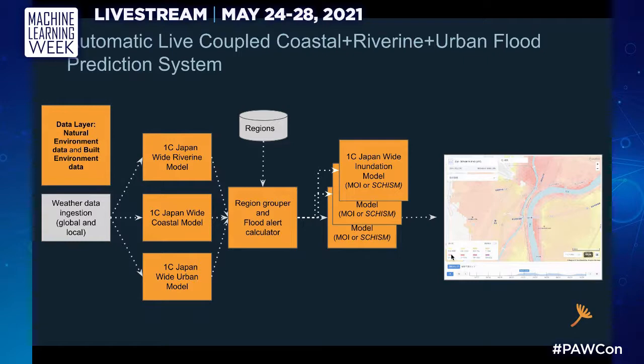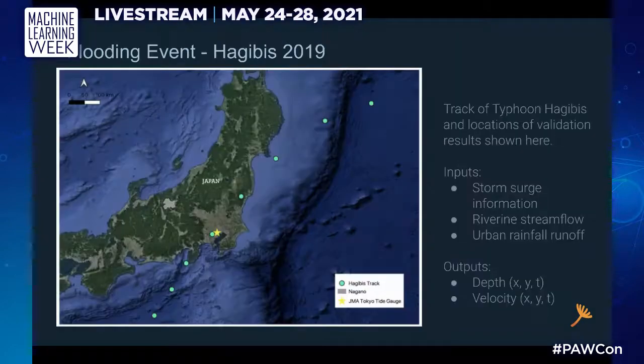Now I'll go into an example on how the inundation model would really generate an output. So an example over here is for the Hagibis event. In 2019 in Japan, there was a typhoon Hagibis, which had affected around Tokyo. And what you see over here is an analysis done on a region called Nagano, which had been impacted. The inputs into this inundation model are storm surge information coming from the coastal model, the riverine stream flow, and the urban rainfall runoff information. The outputs which we get from the inundation model are the depth of water and the velocity at a particular lat-long location and a temporal horizon, so that every hour you are actually understanding what the flow of water really looks like at a particular location.